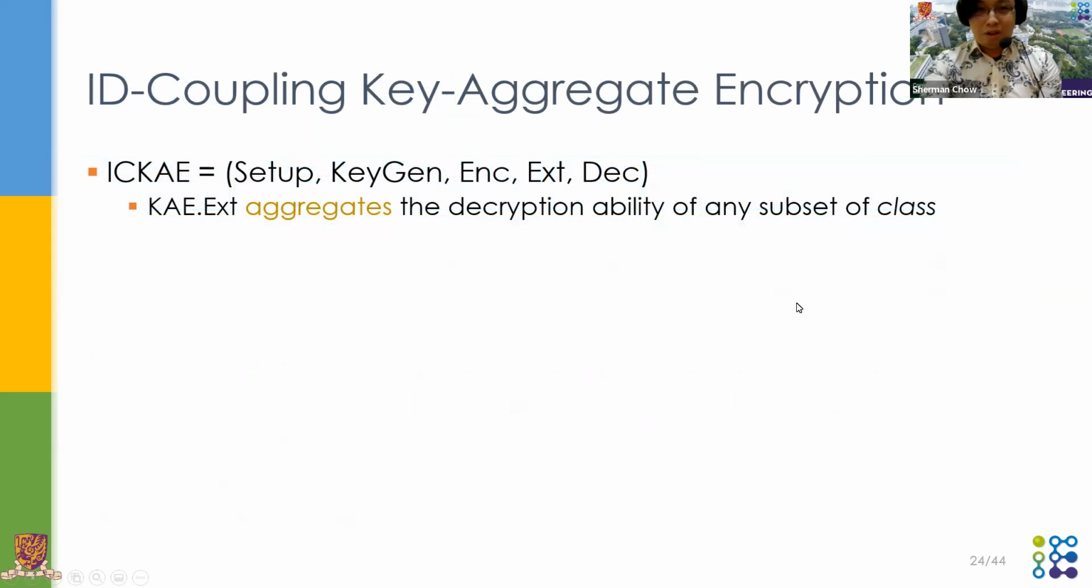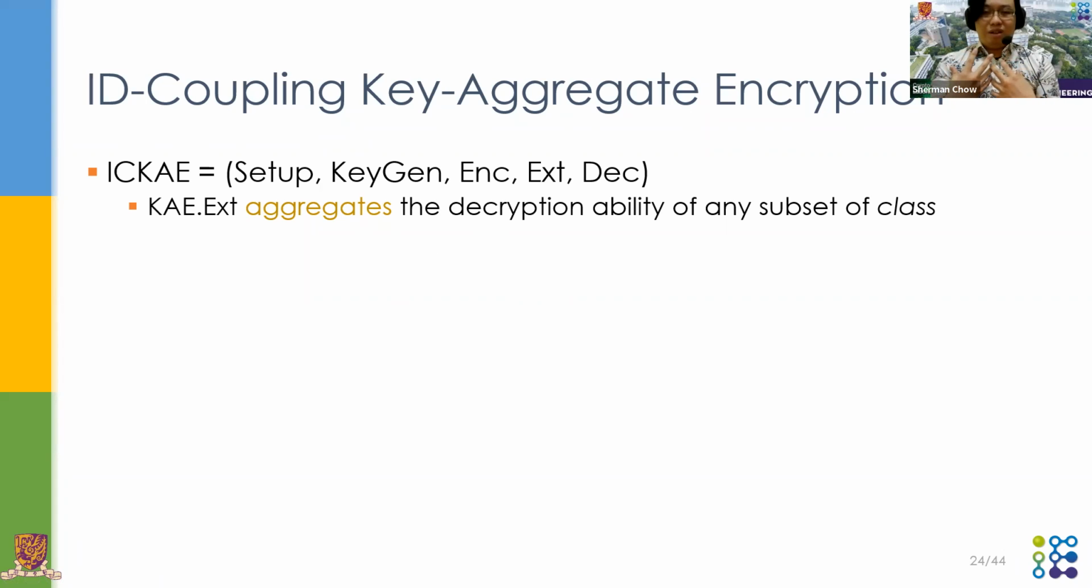For this one, I try to introduce a primitive called key aggregate encryption, and then I extend it to something called ID coupling key aggregate encryption. So we have a regular set of algorithms like a typical IBE scheme. We still have setup, keygen, and extraction for the decryption key, and then decryption.